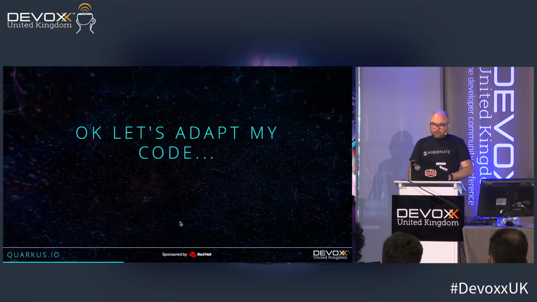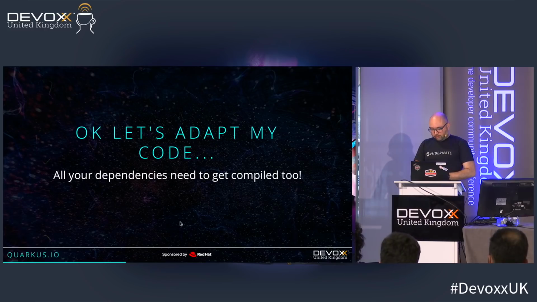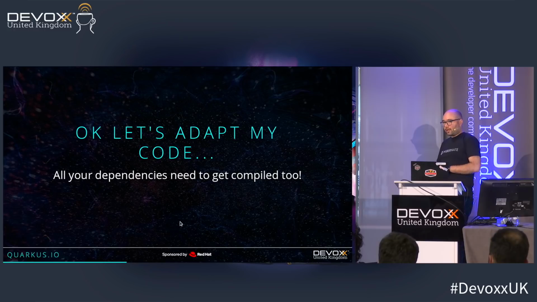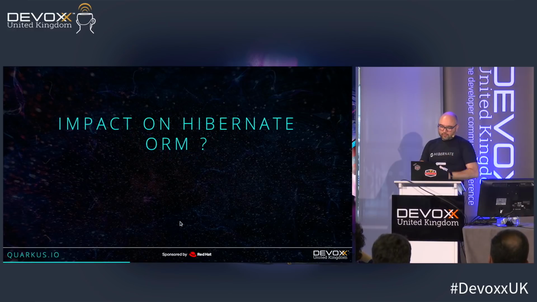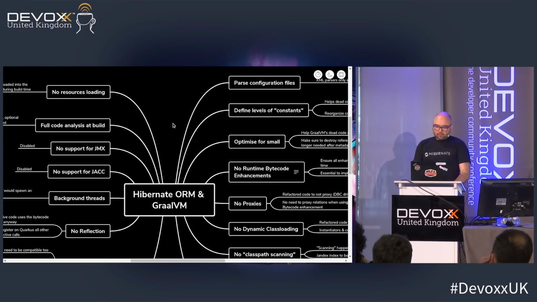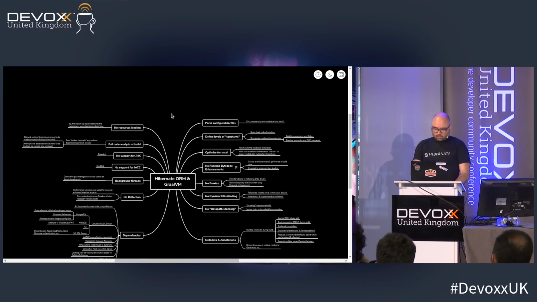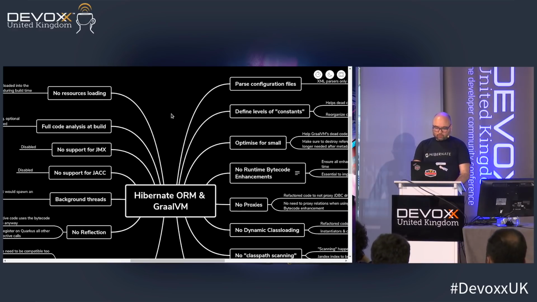So you can think, I just need some tweaks on my code, but the main problem is that all your dependencies need to be included as well. So any library, and any dependencies of all of your libraries, need to be made compatible with GraalVM. And that's sometimes a ton of dependencies, so that's a lot of work. And let's have an idea of what the impact was on Hibernate ORM to make Hibernate compatible. I have a mind map. I won't scare you by reading all of this, but we can browse through it quickly.